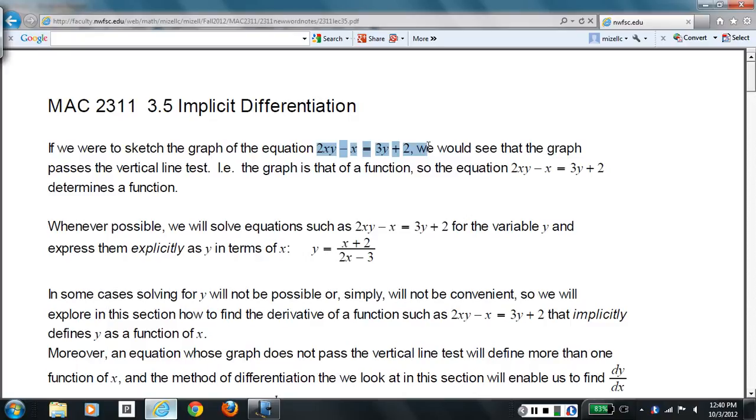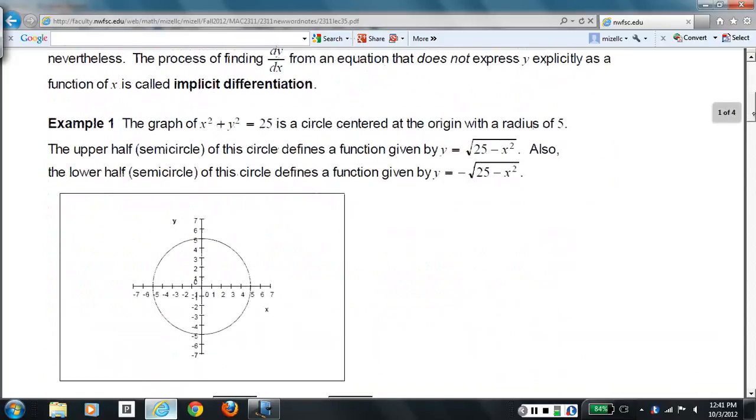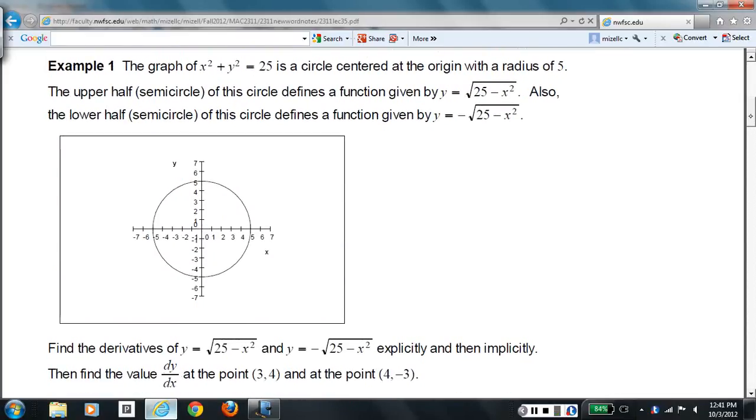Haven't done it yet, but we will soon. What would the slope of the tangent line be if we know the x and the y coordinate of that point? This particular one, because it involves the product rule, to differentiate the expression 2 times x times y, I'm going to save that until after example 1. But it's not going to be too tough to differentiate that implicitly.